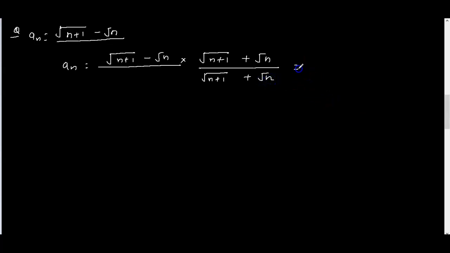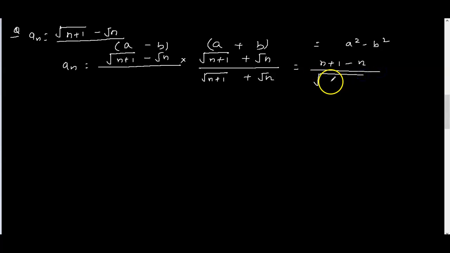So this is a plus b, and this is a minus b, so we can write here a square minus b square, right? A plus b into a minus b is a square minus b square. So here this whole square becomes n plus 1, because the square root is finished, minus n, divided by square root of n plus 1 plus root n. So this part gets cancelled, 1 upon root over n plus 1 plus root n. Now we can do it by the comparison test.